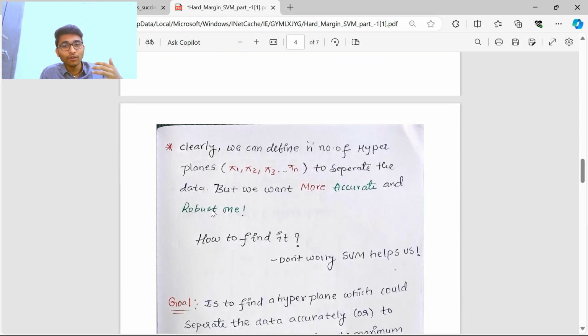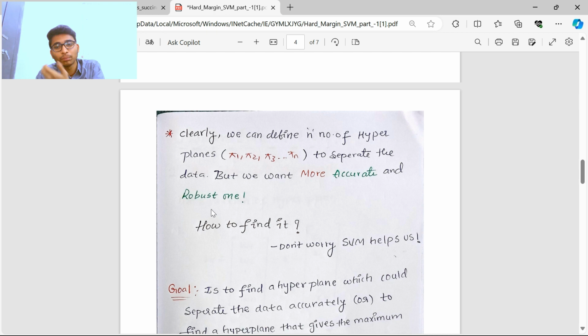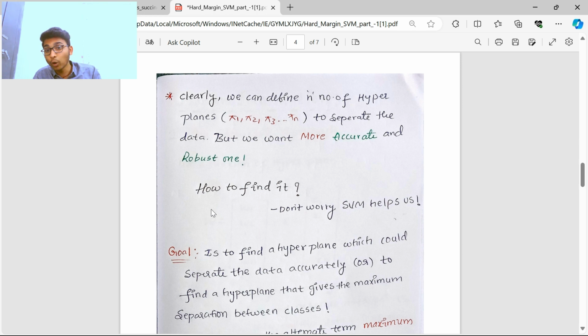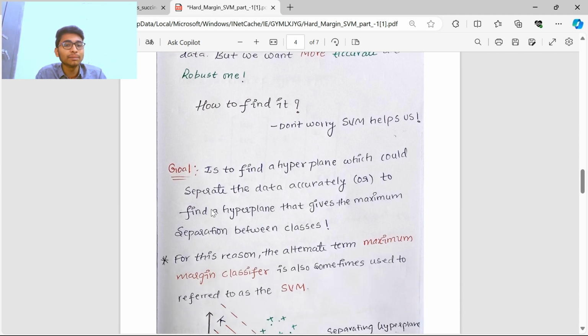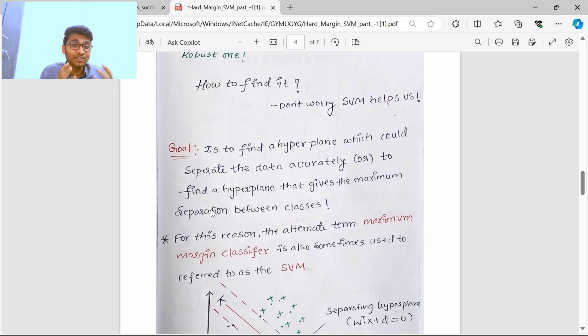Clearly, we can define a number of hyperplanes pi 1, pi 2, pi 3 to separate the data, but we want a more accurate and robust one. How to find it? We don't have to worry, guys. SVM helps us. The goal of SVM is to find a hyperplane which could separate the data accurately. Or we can think of it like this also: its goal is to find a hyperplane that gives the maximum separation between the classes. See, very easy to understand, right? Find a hyperplane that gives the maximum separation between the classes. That's what we want. Maximum separation I want.